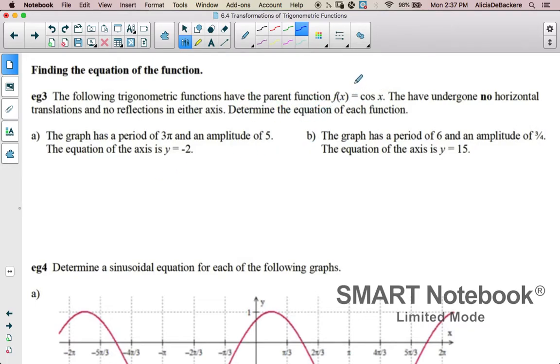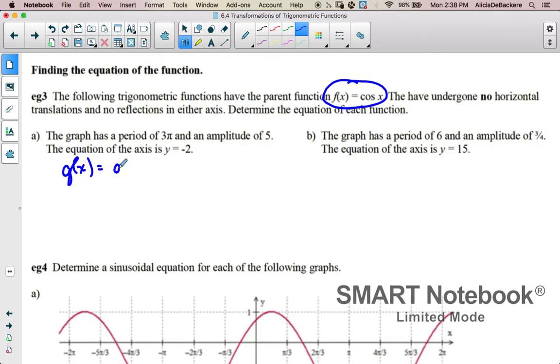It says that the parent function is cos, so that's important. And it says that there's no horizontal translations, so the d value is always 0. And there's no reflections in either axis. So the a and the k are both positive, is what they're telling us, but no d value. So that tells me then that my function, don't forget, they already used f of x up, so I can't reuse it, I'm going to call this guy g of x.